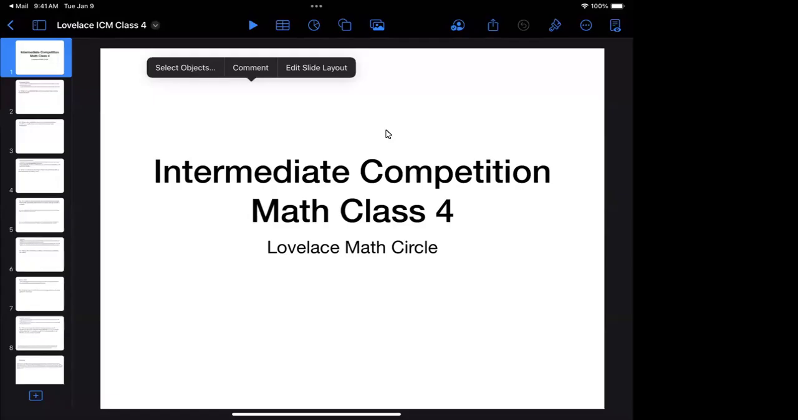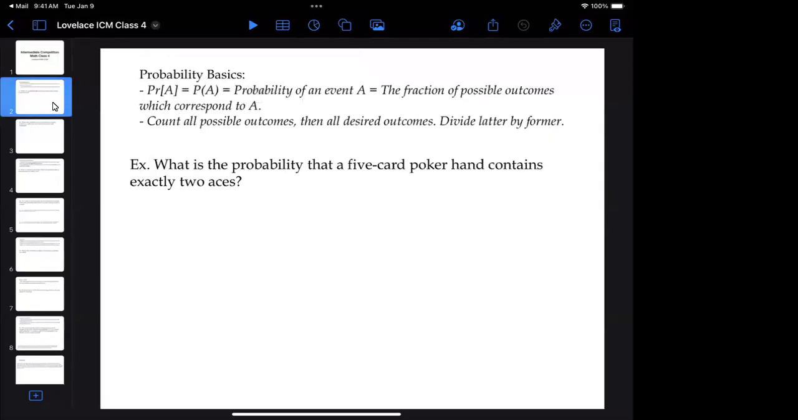Okay, so welcome to class 4. Let's get started. Today we're doing, I think, probability. It's like combinatorics, but probability and expected value.